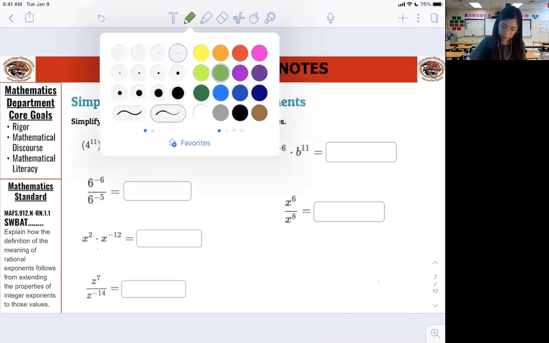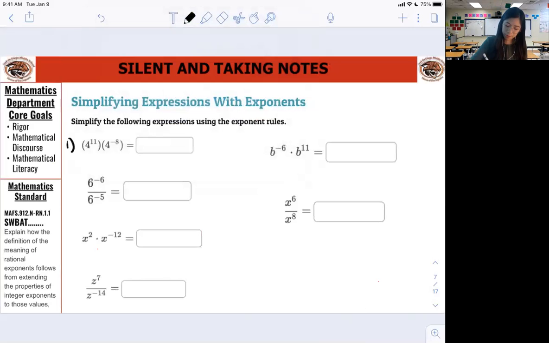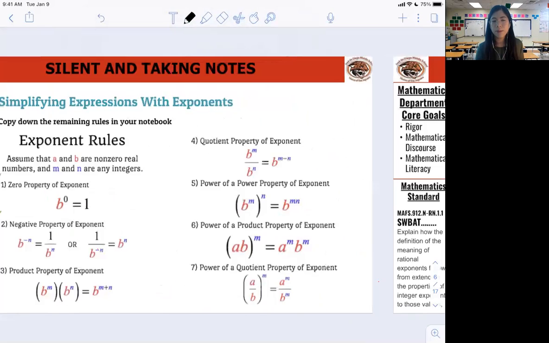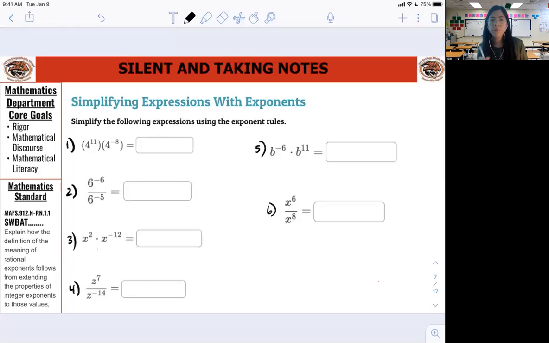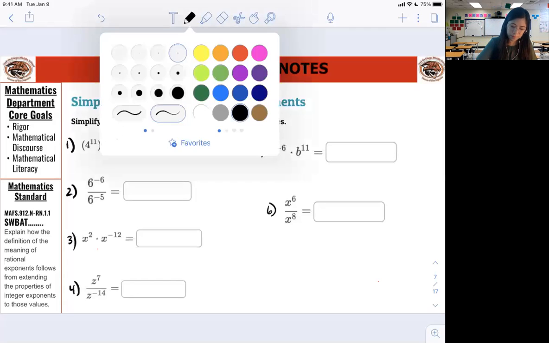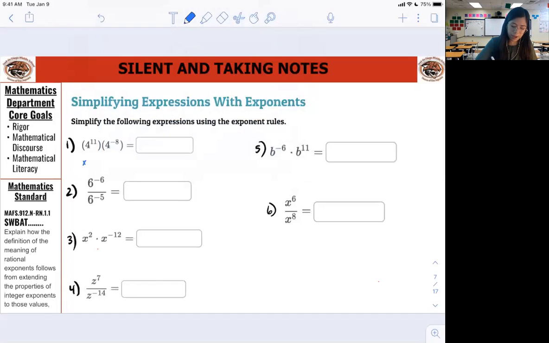So starting with number 1. Sorry, I didn't label these, but let me label them now: 1, 2, 3, 4, 5, and 6. All right. Starting with number 1, which of the rules that we just wrote down does number 1 correspond to? Rule number 3, the product property. The product property: if I'm multiplying the same base numbers, what do I do to those exponents? Add them. We're adding the exponents.